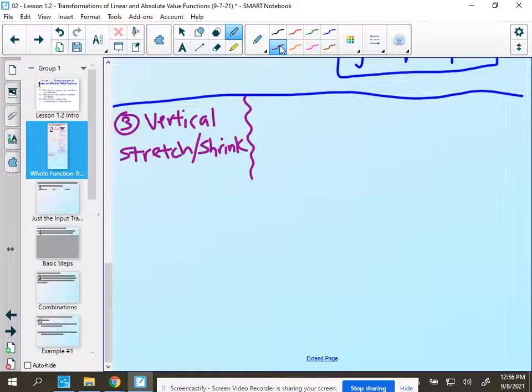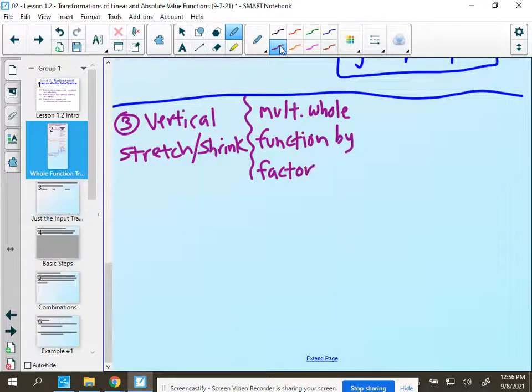Rule says, hey, how do you do this? Multiply. It's very similar to the last one. Multiply the whole function. Let's just say by whatever factor you want to stretch or shrink by. You want to stretch it by a factor of 5, multiply the whole function by 5. You want to shrink it by a scale of 1/4, multiply the whole function by 1/4.